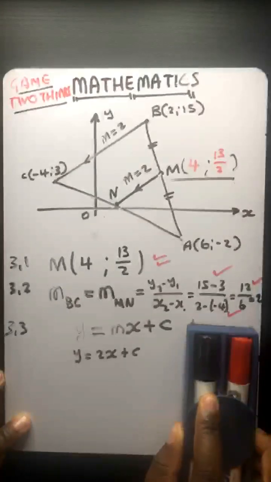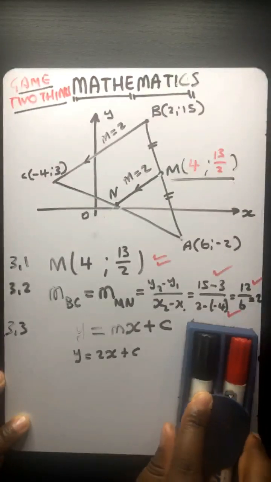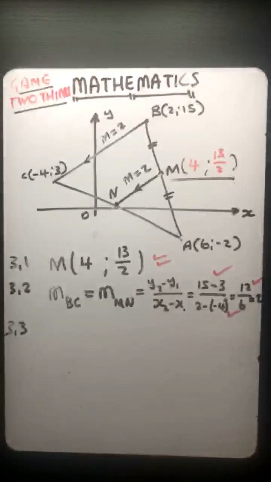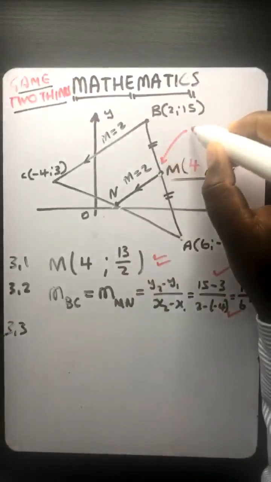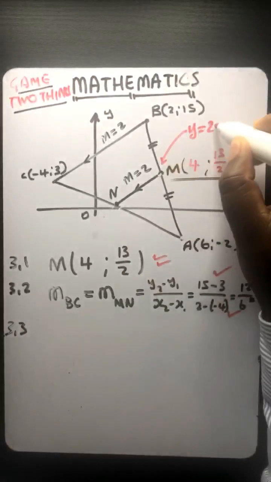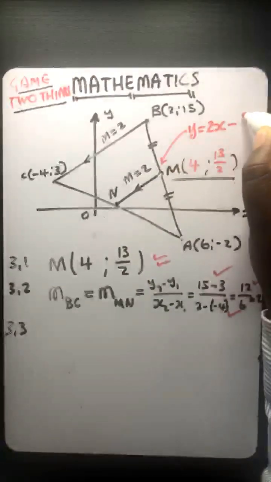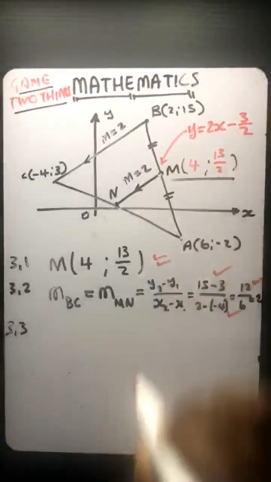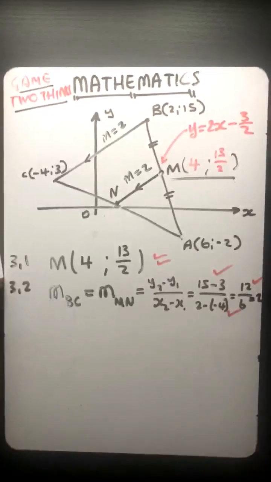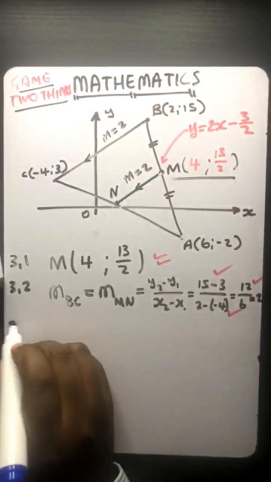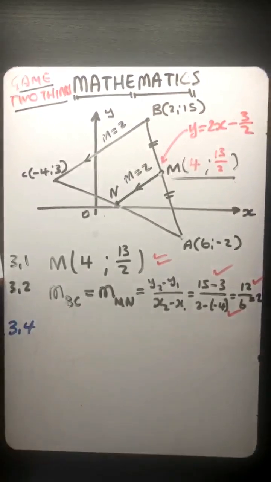So now, let's see. I'm just not sure if we might need that equation, but maybe let me try to rewrite that equation. So it was y equals 2x. What was it? I think it was minus 3 over 2. Yes. Let's just leave it at that. And then now, let's move on to 3.4.